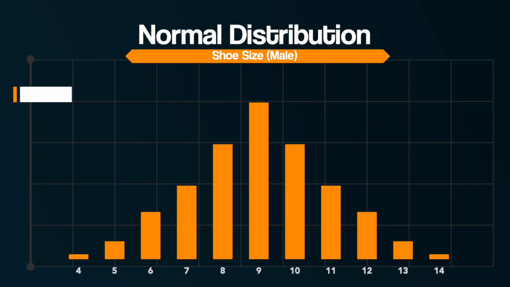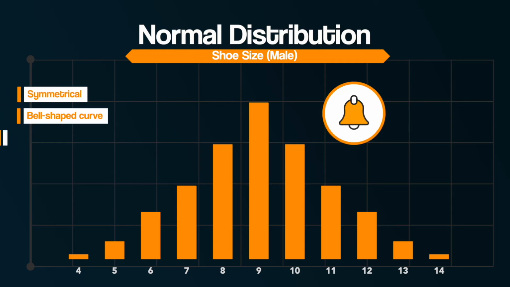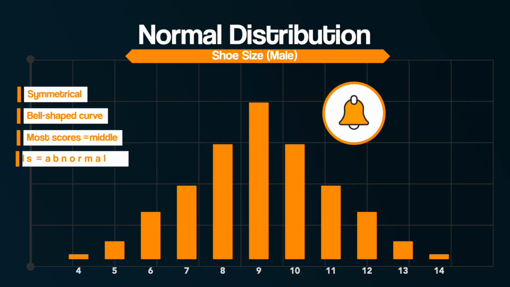Notice that a normal distribution is symmetrical and forms a bell-shaped curve. The majority of the scores are located in the middle. They would be the average, or what we would call for this topic, what is normal. Whereas the very few people at the extreme ends, well, they would be considered abnormal. Why? Because they're rare, they're infrequent. Only a small percentage of people have that shoe size. Specifically, they are more than 2 standard deviations away from the mean.